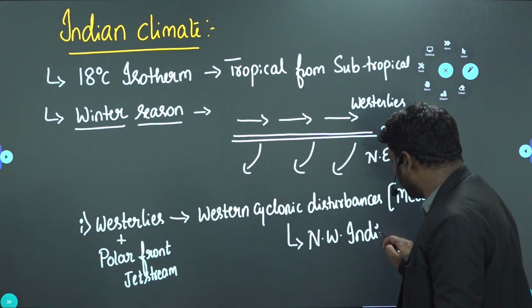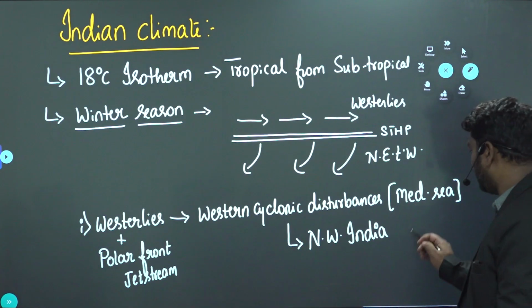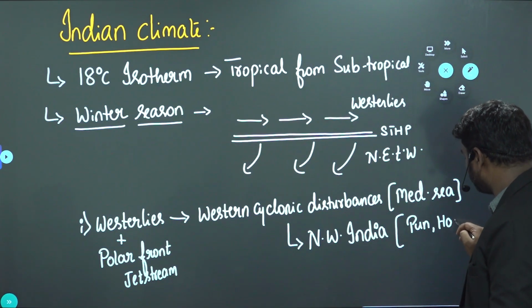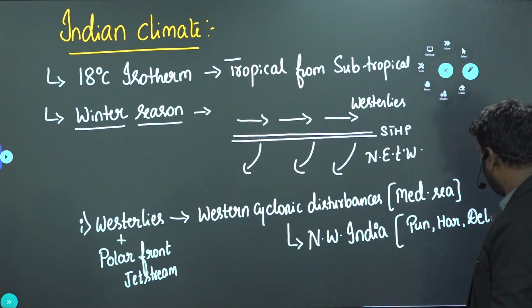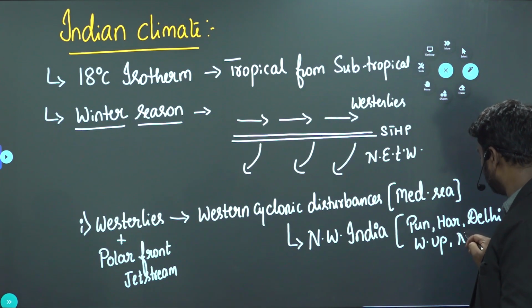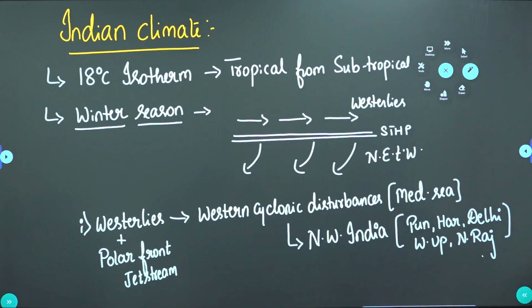This can be a prelims question where they ask you which region of India receives rainfall during winter season. Northwestern India, and when we say northwestern India, it is Punjab, Haryana, Delhi, western Uttar Pradesh, northern Rajasthan region. This part receives rainfall in winter season.